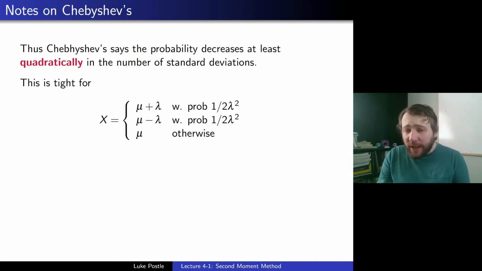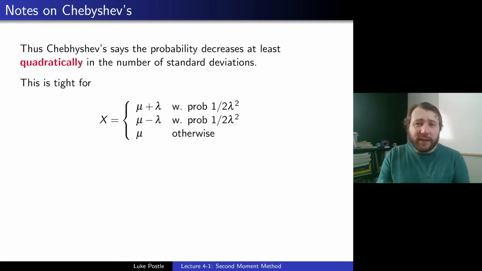The answer is yes. For example, the random variable X, which is mu plus lambda with probability 1 over 2 lambda squared, mu minus lambda with probability 1 over 2 lambda squared, and mu otherwise. If you calculate the variance and therefore standard deviation, you'll find indeed that this will show that Chebyshev's is tight.